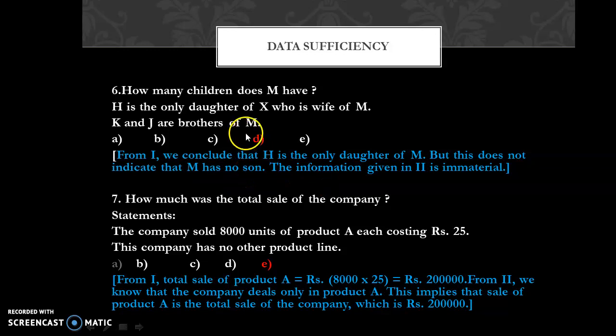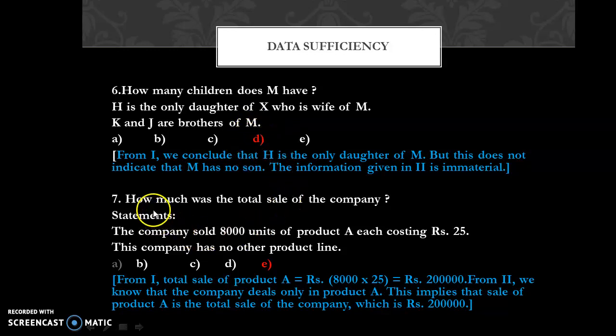So the second statement, K and J are brothers of M, does not tell us about children, it tells about brothers. So the second statement is immaterial. And the first statement does not mention anything about a son. So the first statement is insufficient, and the second statement is also immaterial. So option D is the correct answer. Both statements are not sufficient to answer the question.